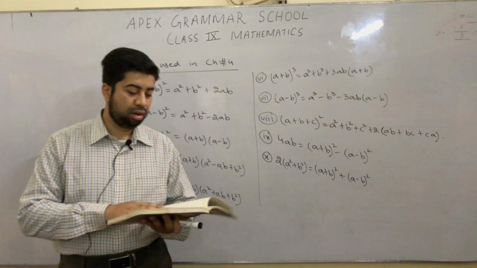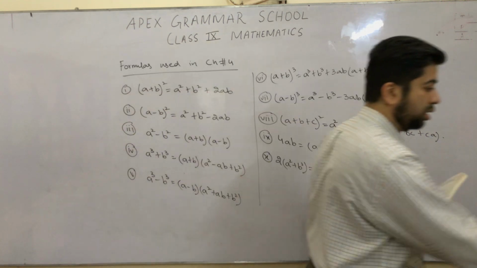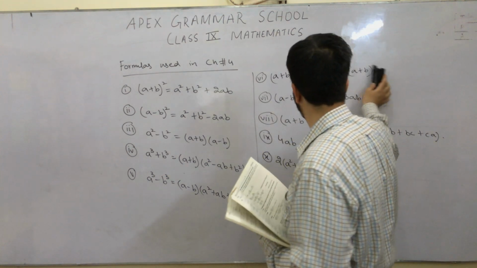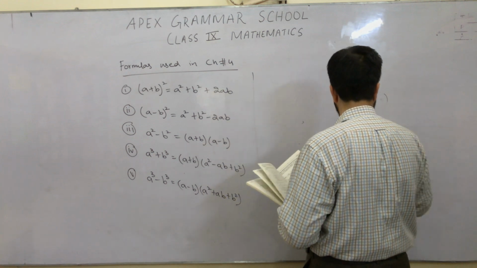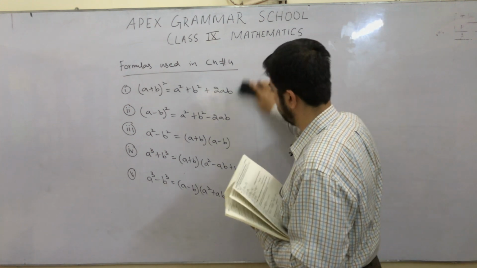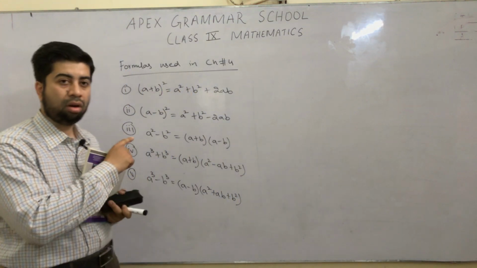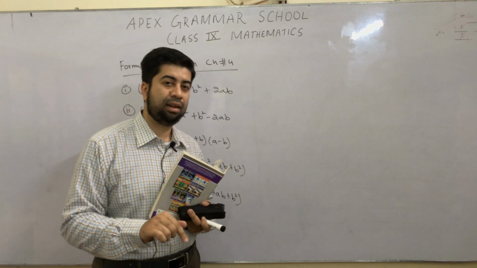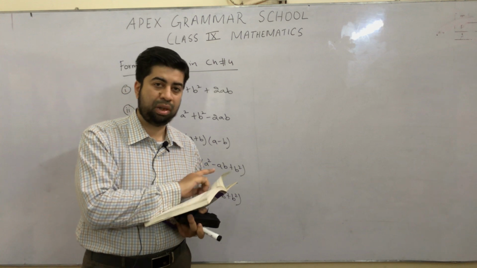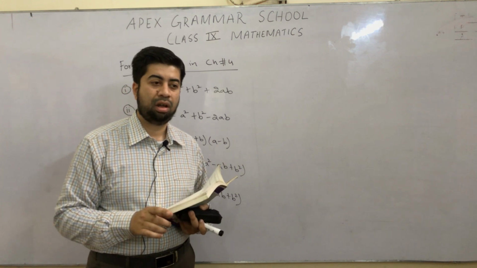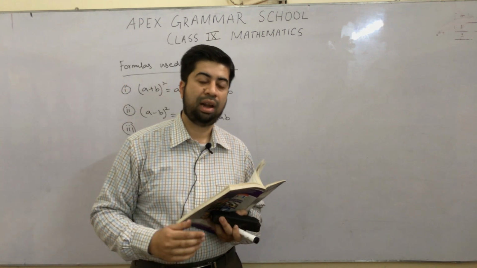So now we will talk about polynomials. What are polynomials? From chapter number 4. You have to write down all these formulas by pausing this screen, and write all these formulas on your copies, on your registers, and learn them. After that you can go through the exercises, that is exercise 4.1 and so on.